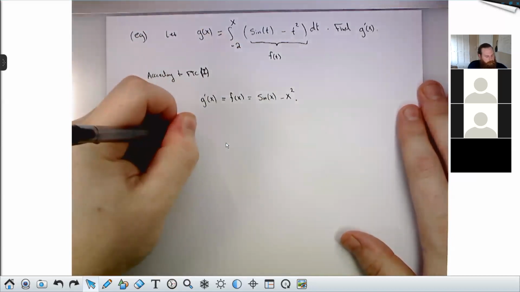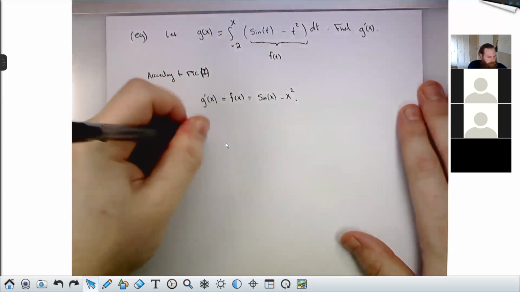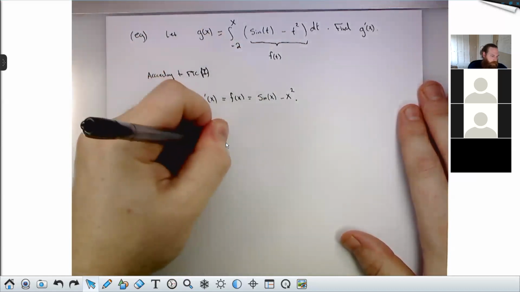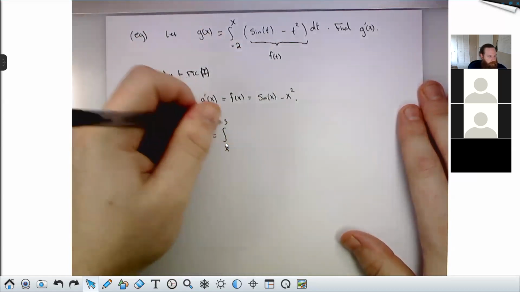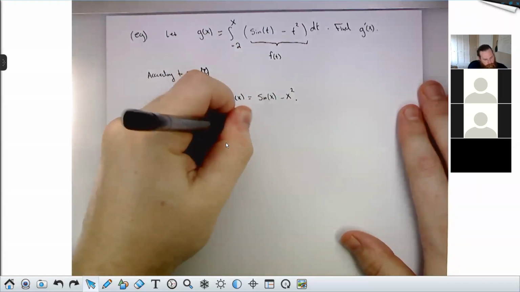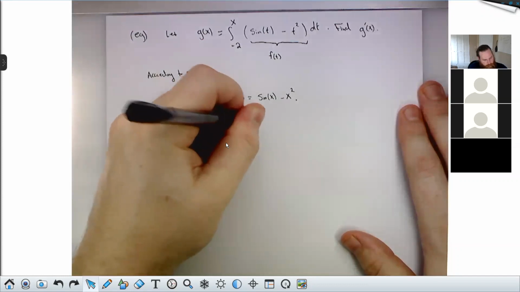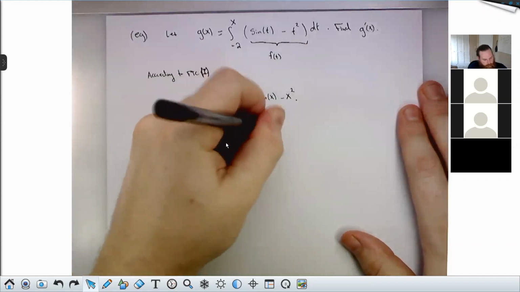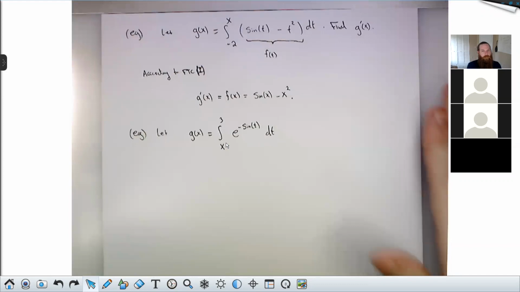Maybe let g of x be the integral from x to 3 of e to the negative sine t dt. Here, I don't need the chain rule yet. This isn't quite that complicated, but I do need to do something else because the variable is in the wrong position for me to use FTC1.